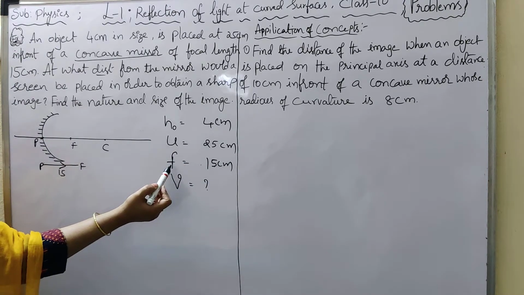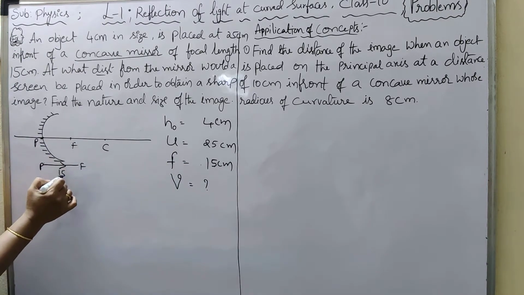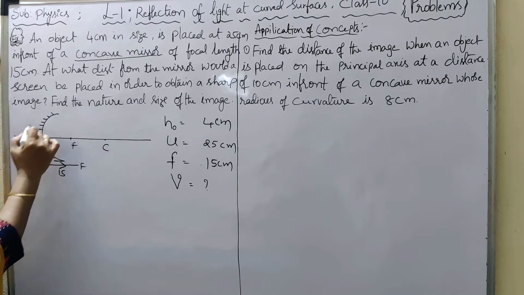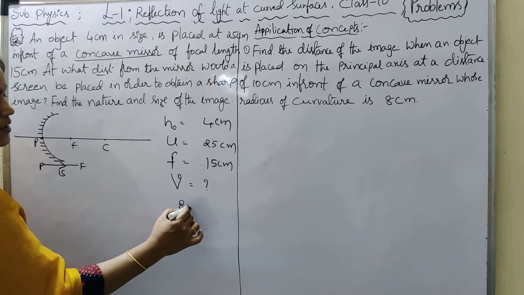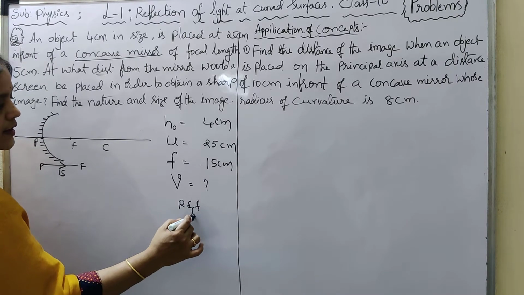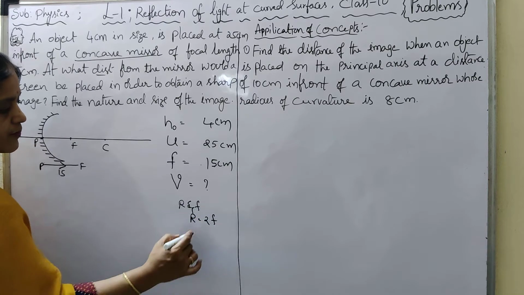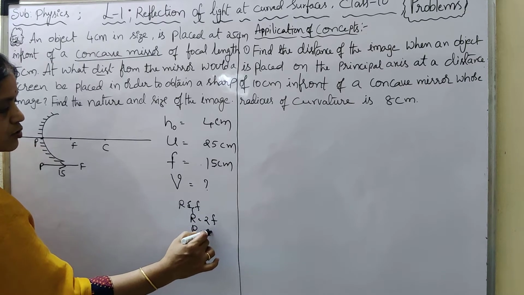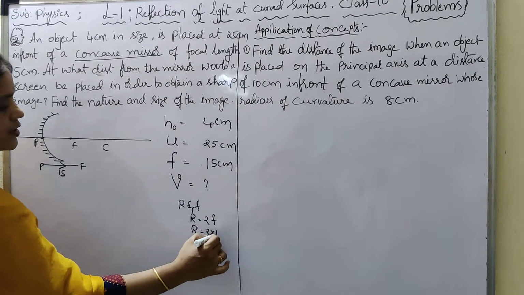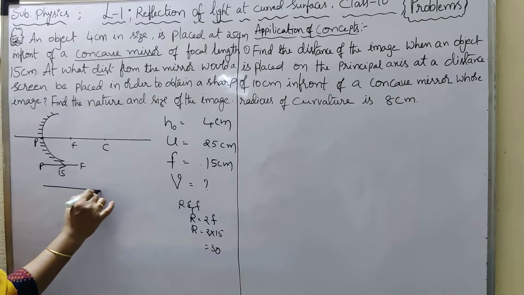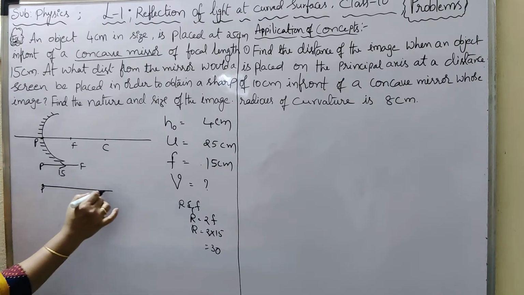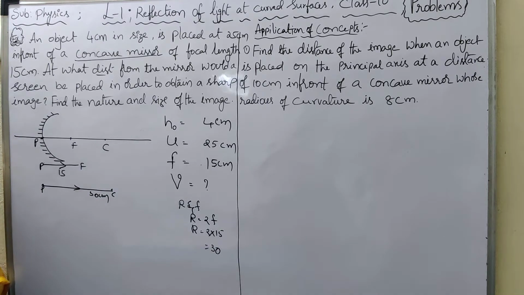If P to F is 15, then what is P to C? P to C is double. There is a relation between radius of curvature and focal length: radius of curvature R equals 2F. So R equals 2 into 15, which becomes 30. From P to C is 30 centimeters. This is 15 and this is 30.